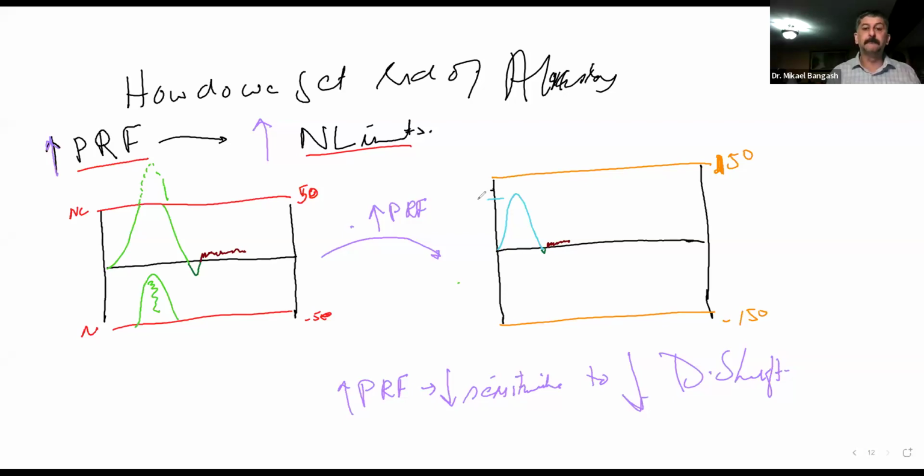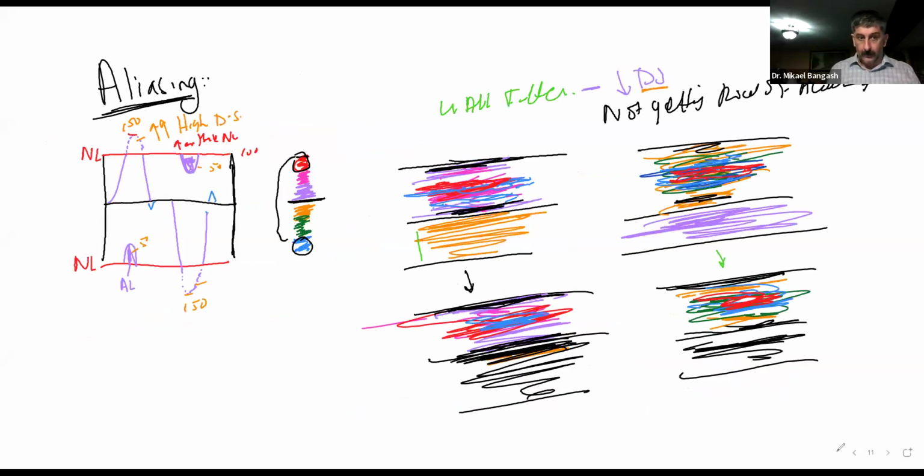But on the other hand, what is it that we also saw? It got rid of aliasing. Now let's do it this way. On a color map, now we can say it's okay.